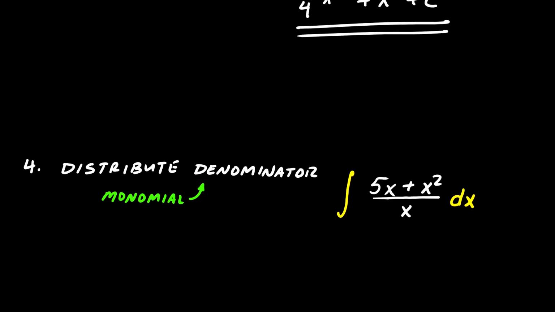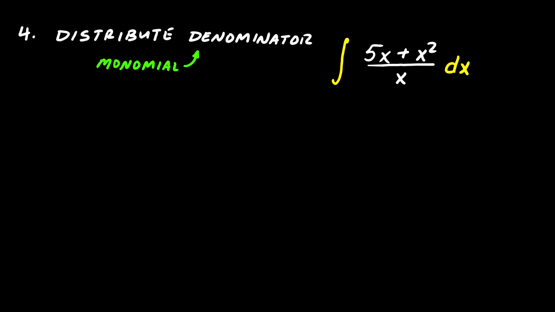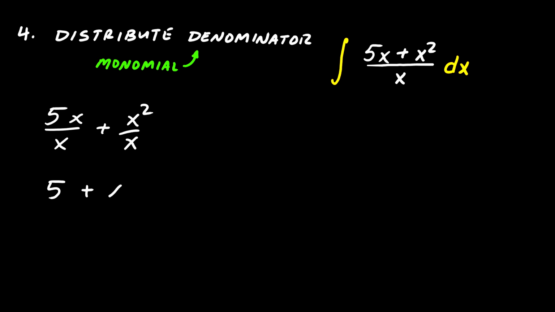And not only can you distribute with multiplication, but remember, you can distribute with division when there's a monomial denominator, so just one term. So we'll do the same idea here. We're going to have 5x divided by x plus x squared over x, and that's going to simplify simply to 5 plus x.